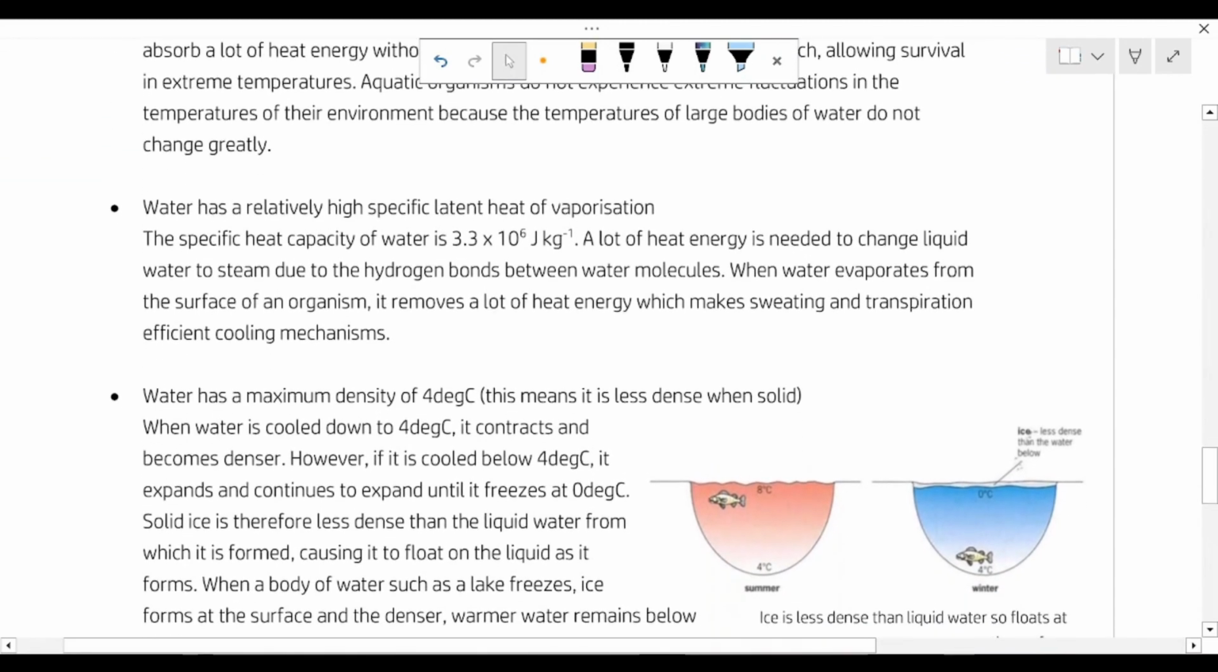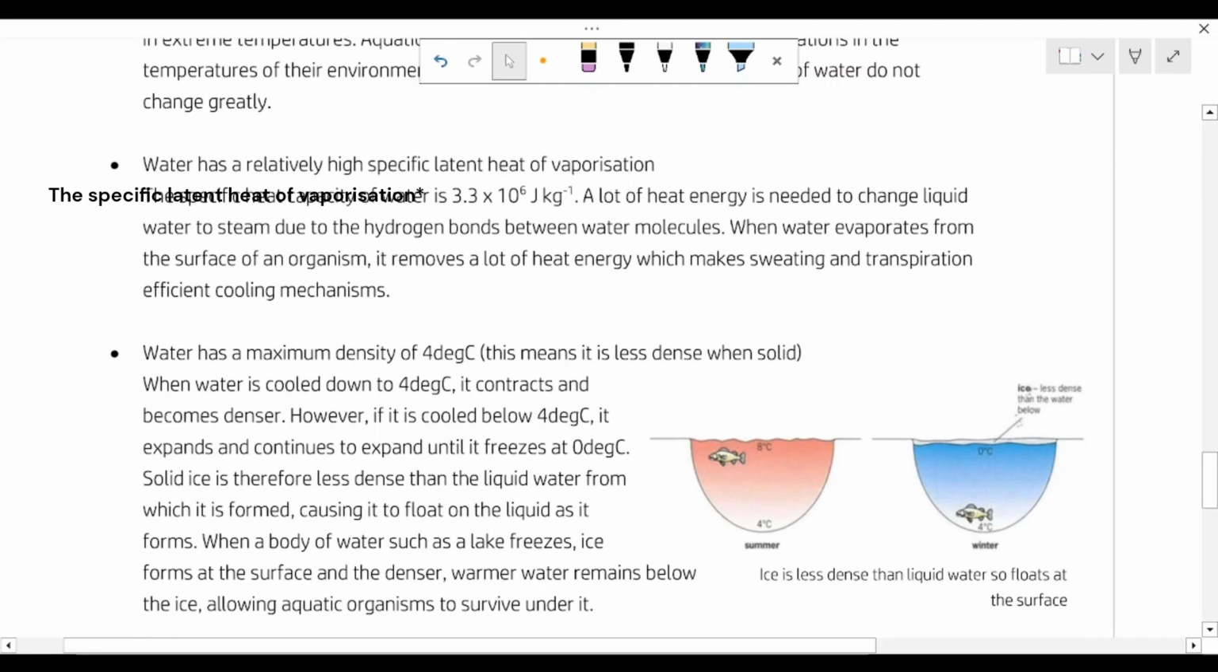Water also has a relatively high specific latent heat of vaporization of about 3.3 times 10 to the 6 joules per kilogram. A lot of heat energy is needed to change liquid water to steam because of its hydrogen bonds. Now, specific latent heat of vaporization, on the other hand, just refers to how much heat is needed to convert 1 kilogram of a substance from liquid to gas without changing its temperature. And because water has a high specific latent heat of vaporization, it means that you need a lot of heat energy to change liquid water into steam.